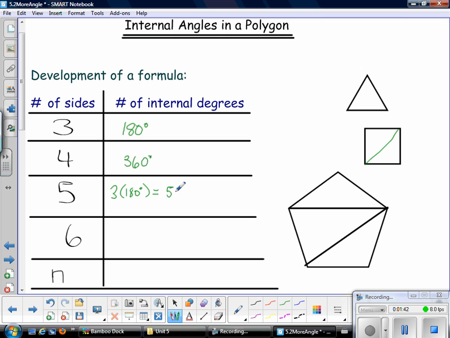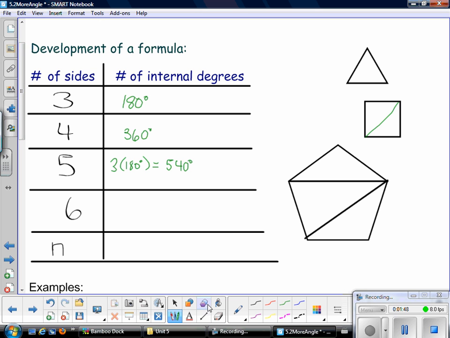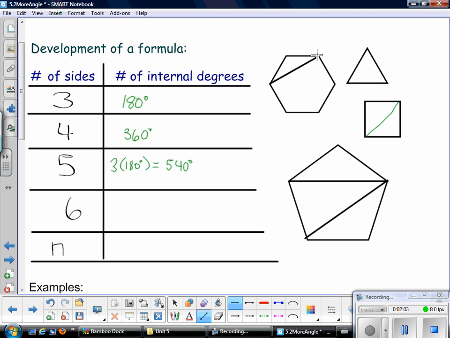540 degrees. Now, what about a six-sided shape? I don't believe I have a six-sided shape. Maybe I do. Oh, I do. So let's bring up a six-sided shape for us to play with, and I'm going to do the same thing there. I'm going to create triangles. So we've created one, here's another one, here's another one, and so we have one, two, three, four triangles.